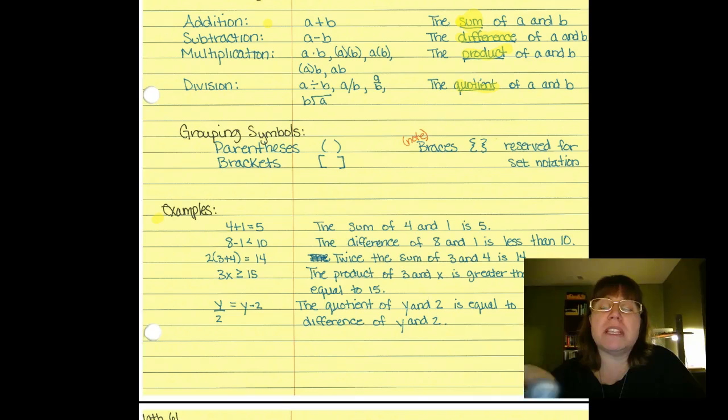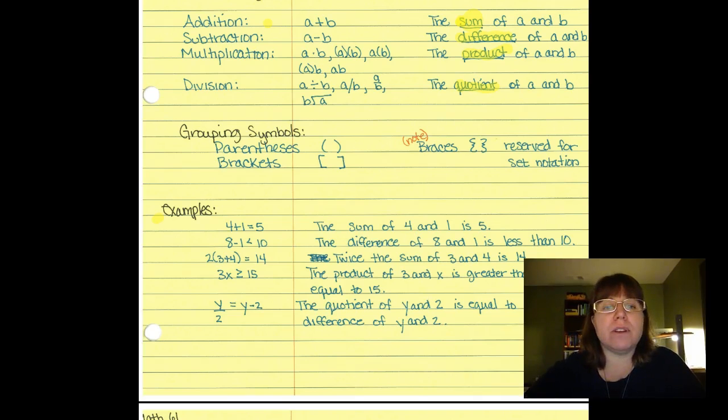So let's run through some examples of using English with math. We would say 4 plus 1 equals 5, or in English, if we wanted a mathematical term, we could say the sum of 4 and 1 is 5. Is symbolizes equality. Also, the result can be equal. 8 minus 1 is less than 10. The difference of 8 and 1 is less than 10.